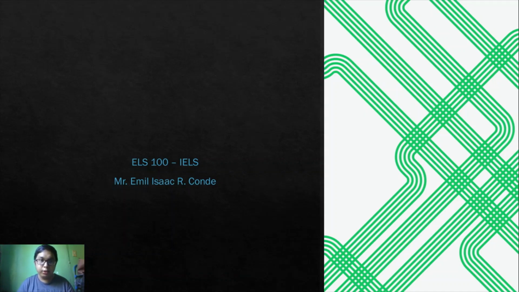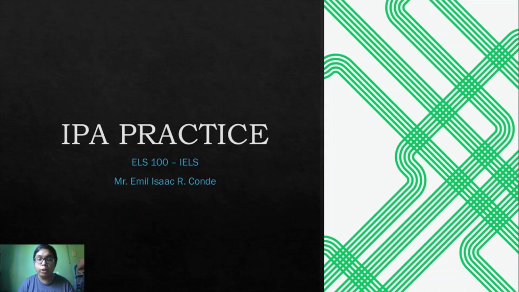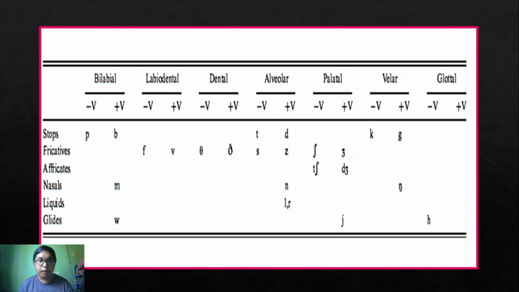This is your IPA practice for ELS 100. And again, let's now start our very brief supplementary video. You've remembered that these are the symbols related to consonants and that we will be using them in order to transcribe words in order for us to understand how their pronunciation works.